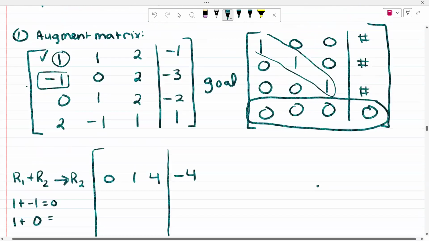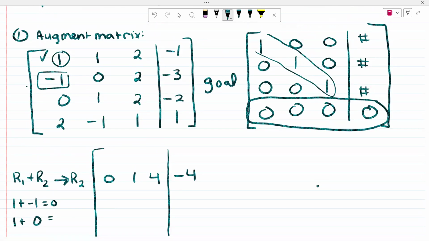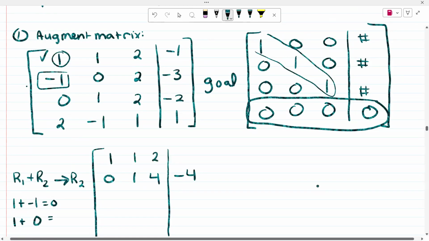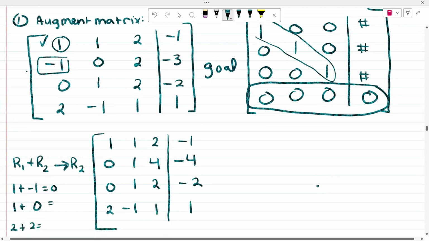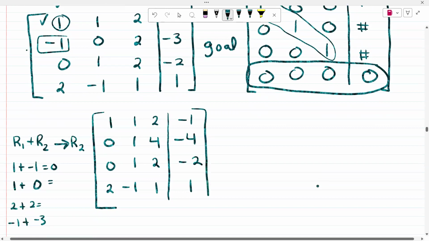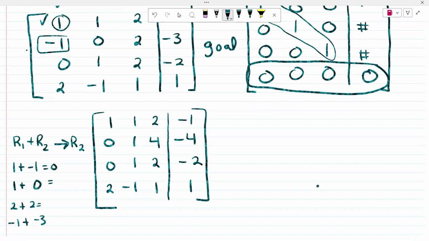Don't forget to put a straight line here. And we didn't mess with row 1 or row 3 or row 4. So remember, we can only do one row operation at a time because it can get confusing. So rewrite row 1, rewrite row 3, and rewrite row 4. So it'd be 1, 1, 2, -1, 0, 1, 4, -4, 2, -1, 1, and 1. Okay, so we have these 2 zeros. That's very good.